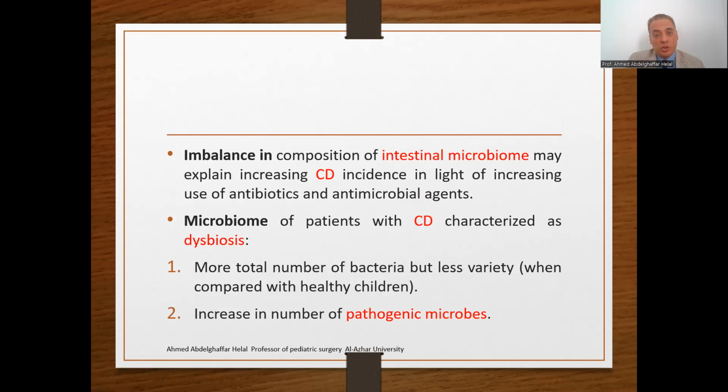Imbalance in the composition of the intestinal microbiome may explain the increase in Crohn's disease with the use of antibiotics and antimicrobial agents. This supposes that the microbes of the patient with Crohn's disease are characterized by dysbiosis. Dysbiosis means a greater total number of bacteria, but less variety. Number 2, an increase in the number of pathogenic microbes.